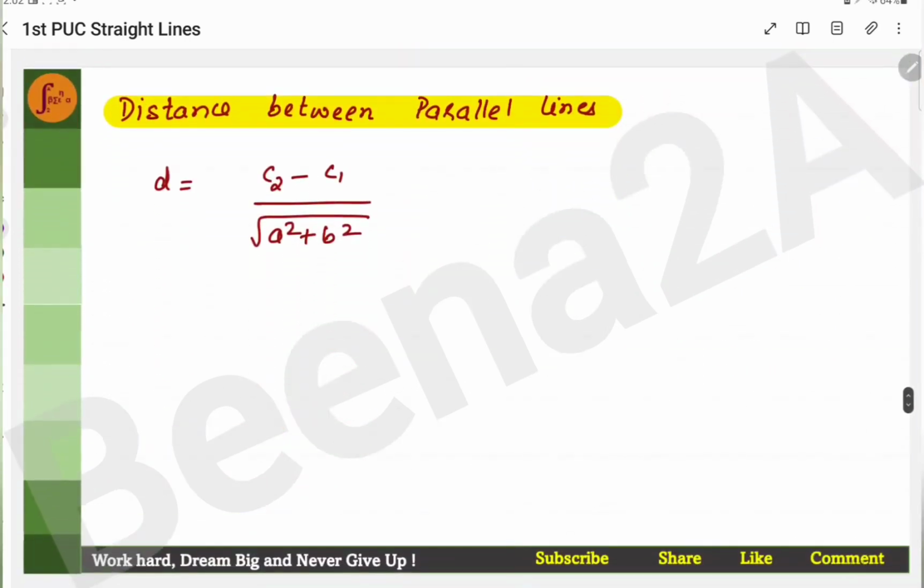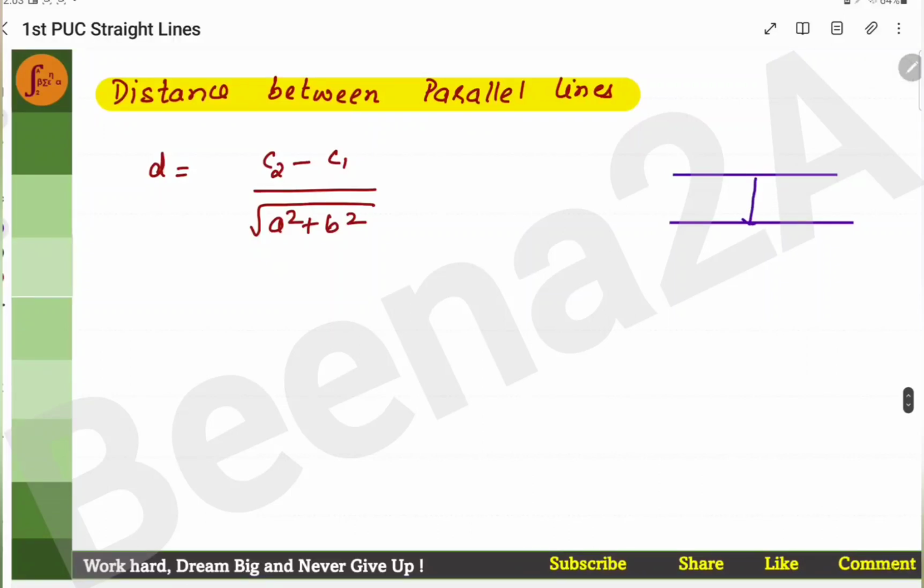Now similarly, if you have to find the distance between parallel lines, say you have L1 and L2, how do you find the distance? In parallel lines, ax plus by is going to be the same; only the constants differ, C1 and C2. So you take the difference of these two numbers, C2 minus C1, and divide it by root of a square plus b square. Remember, a and b will be the same for both parallel lines.